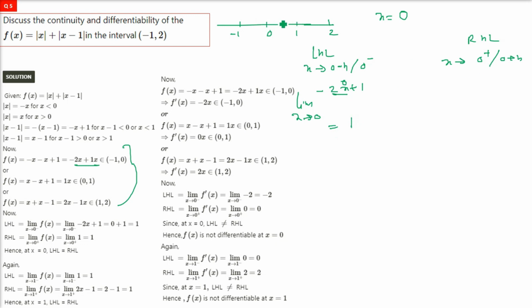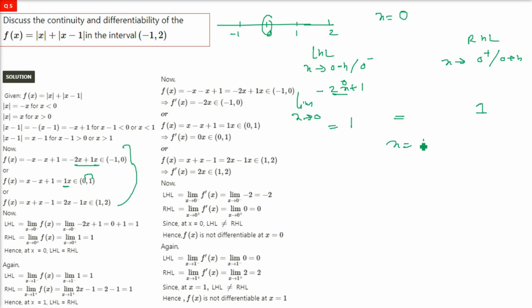What about the right hand limit? You are going above 0. When you go above 0, that is between 0 and 1, you are going to use 1. That was a constant, so there is no point in applying the limit. So LHL and RHL are equal. That means at x equals to 0, it is continuous.